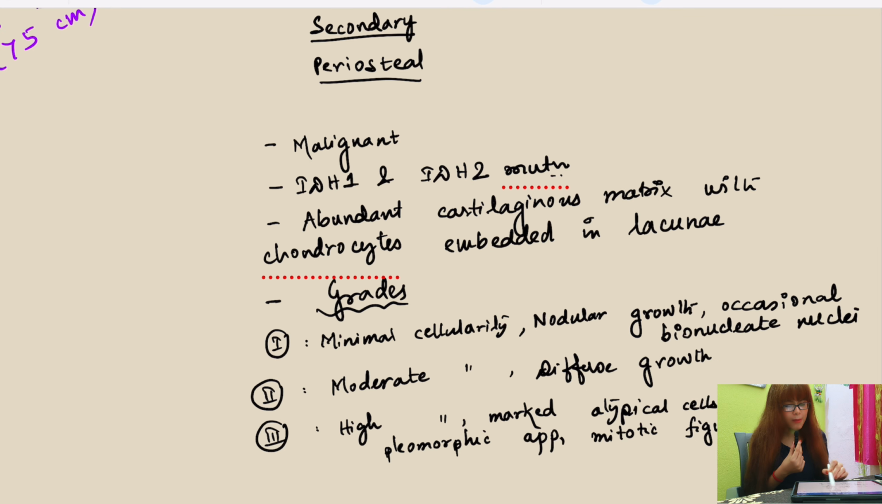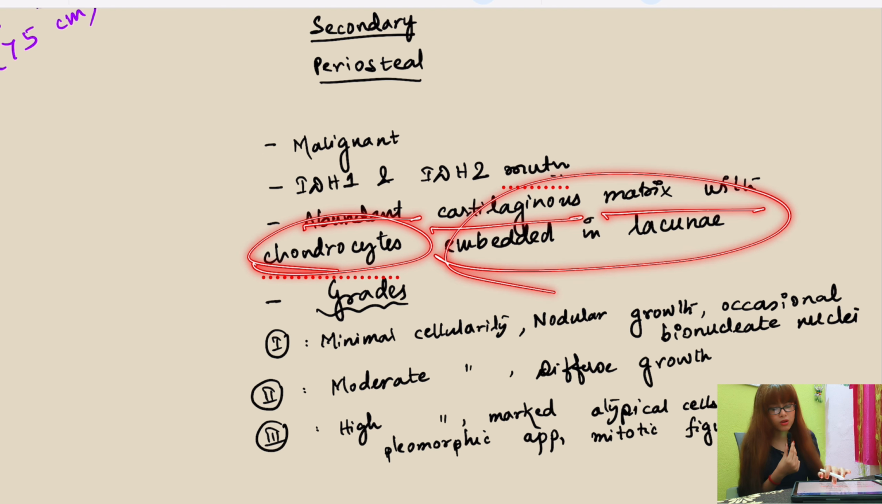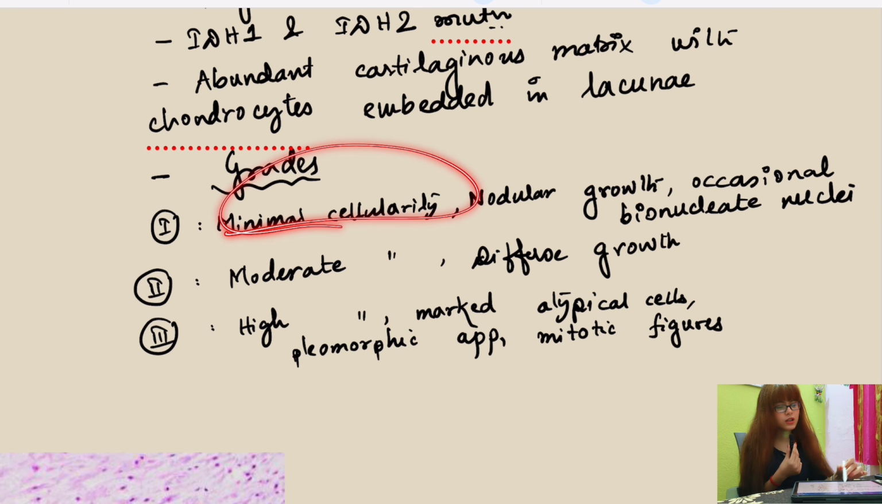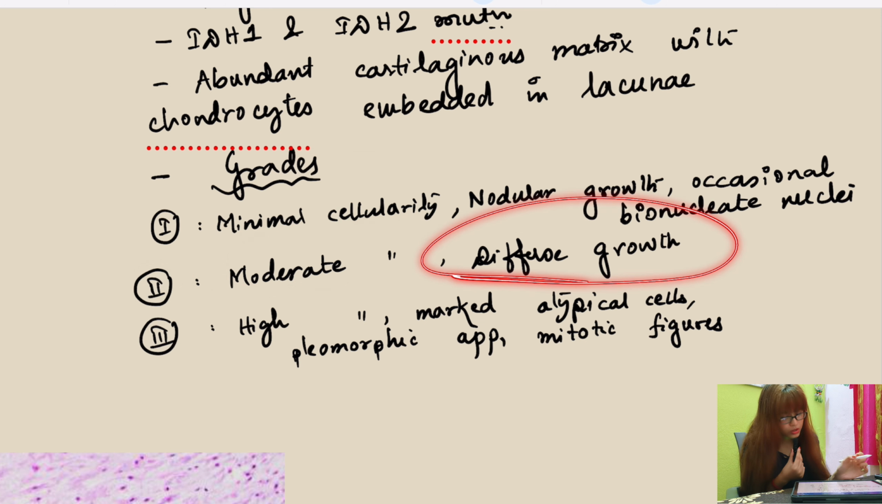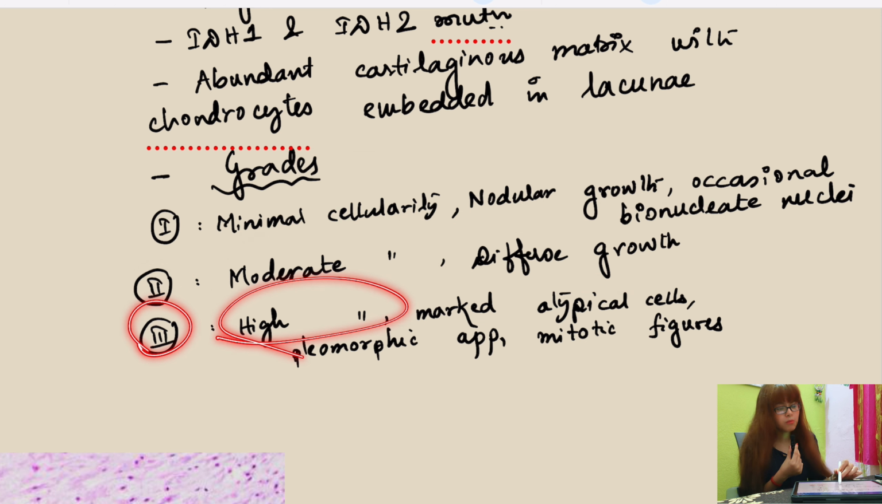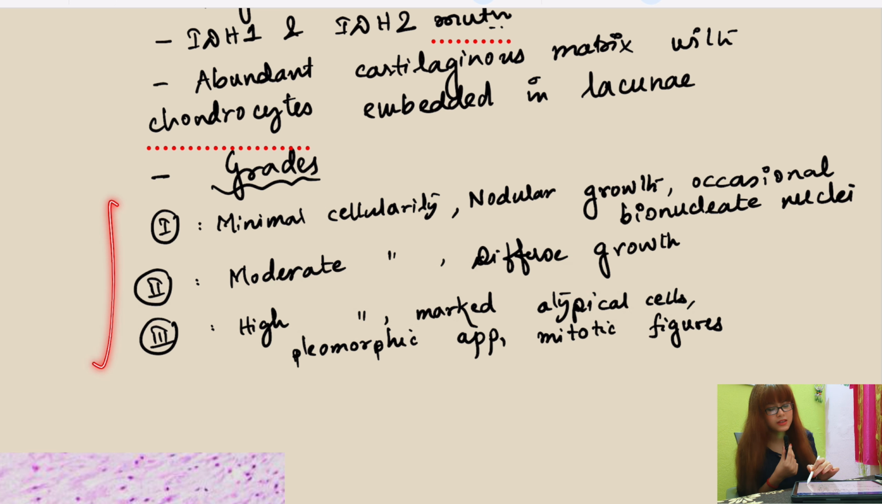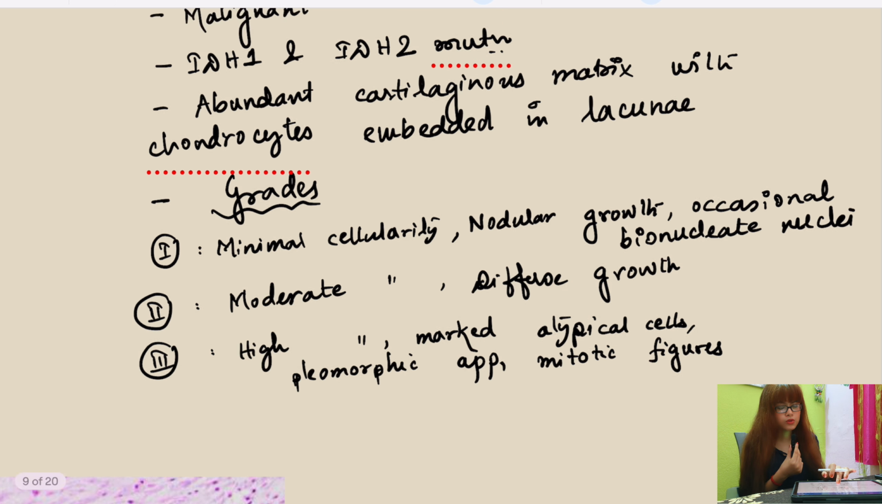So what happens is there is abundant cartilaginous matrix with chondrocytes embedded in the lacunae, but there are three grades over here. Grade 1 is minimal cellularity, nodular growth, and grade 2 is moderate cellularity with diffuse growth. Grade 3 is high cellularity with marked atypical cells, pleomorphic appearance and mitotic figures. So as the grade increases, the cellularity will also keep increasing.